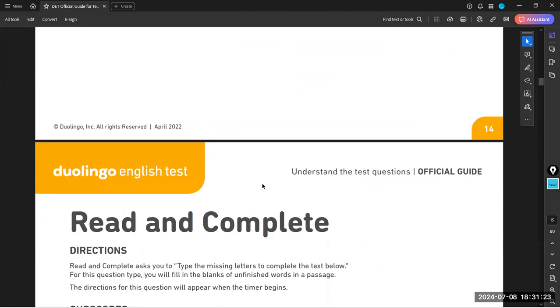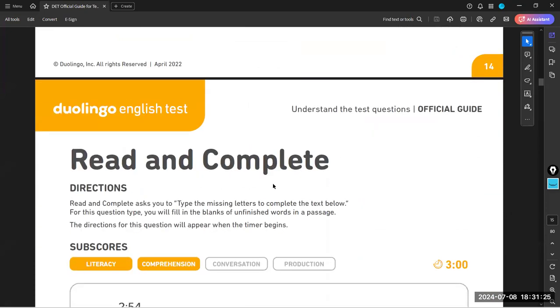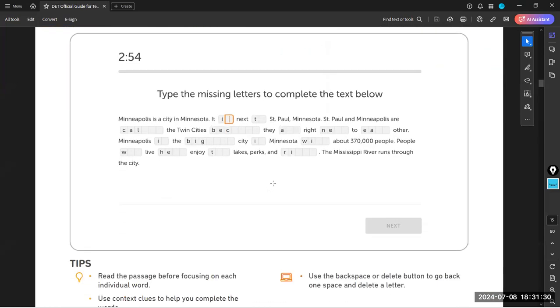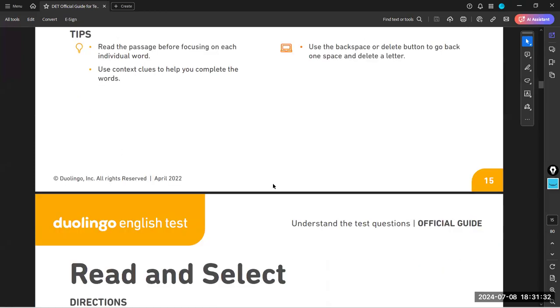So I think the first thing we have discussed is read and complete. You have to complete the passage by writing the correct word.